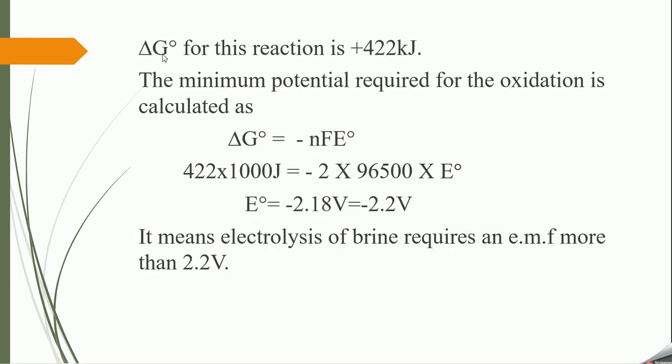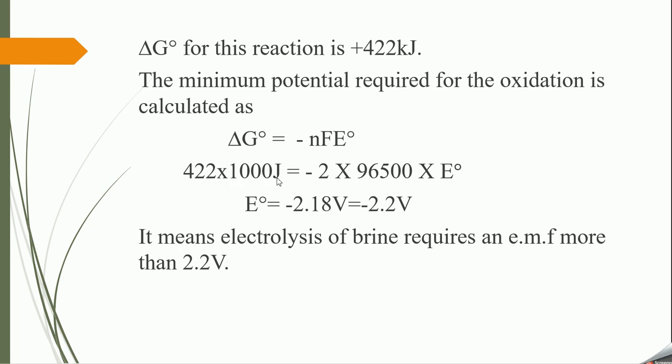If we check the delta G naught value for this reaction, it is +422 kilojoule. This value is experimentally determined. So using this, we can calculate the minimum potential required for the oxidation. Using an equation, delta G naught is equal to minus nFE naught. Delta G naught value you already know, that is +422 kilojoule. It is substituted in this equation.